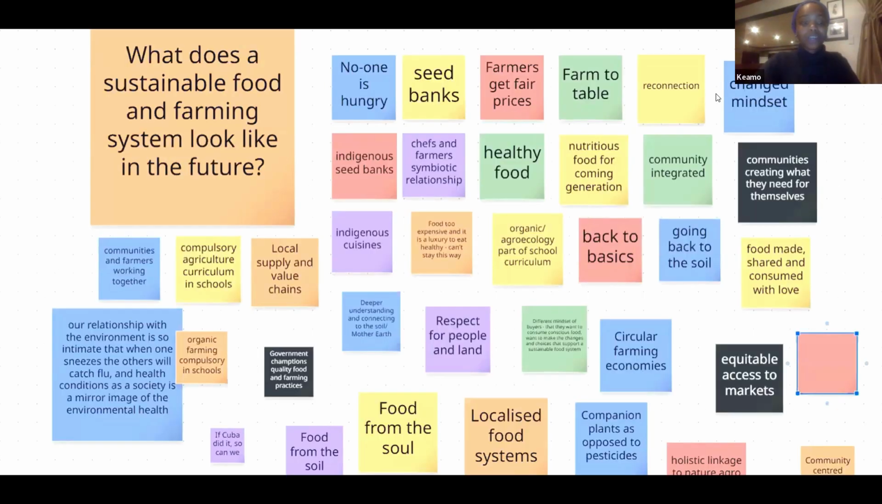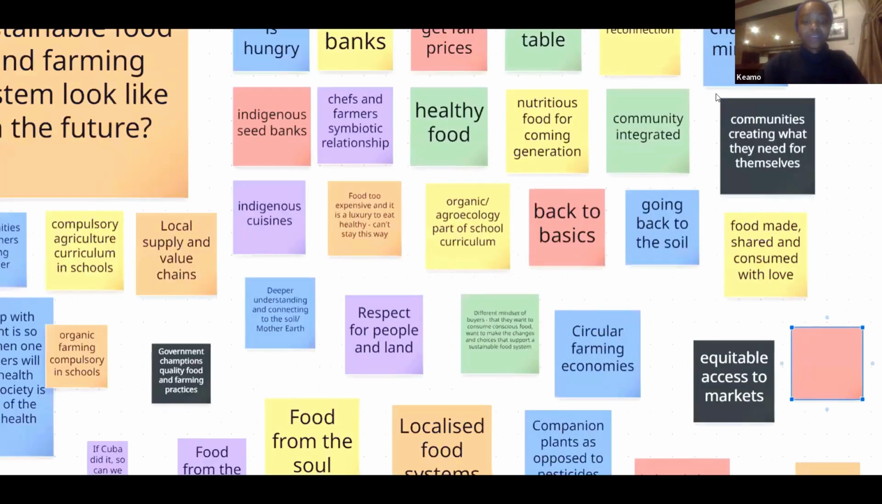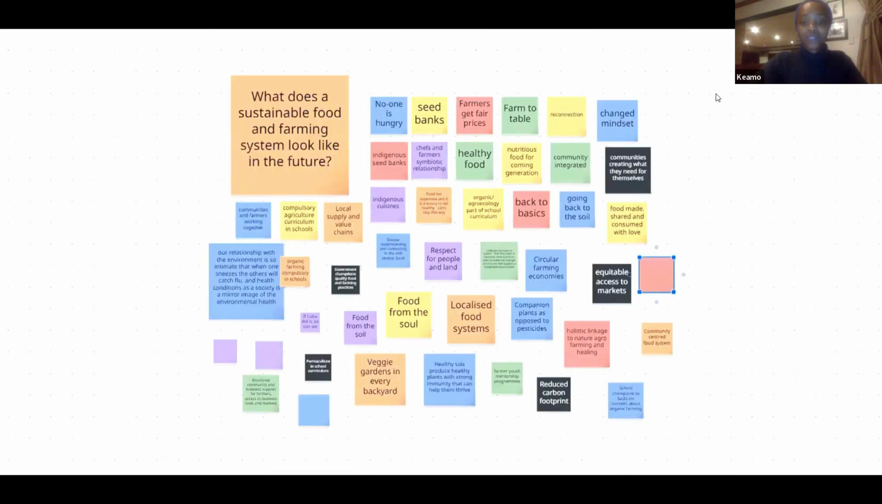Beautiful co-visioning. Yeah, I'm really moved. I'm really excited, and I resonate with so much of it. I mean, a lot of this governs just how I look at the world, and I know that we all share that in common. That's what has brought us here this evening. So what does a sustainable food and farming system look like in the future?